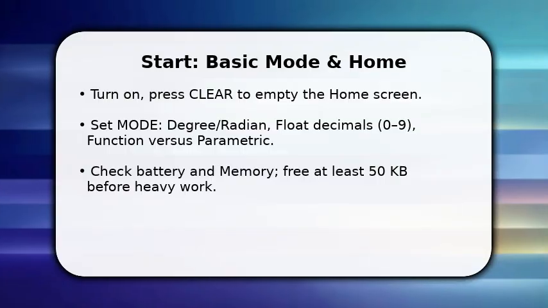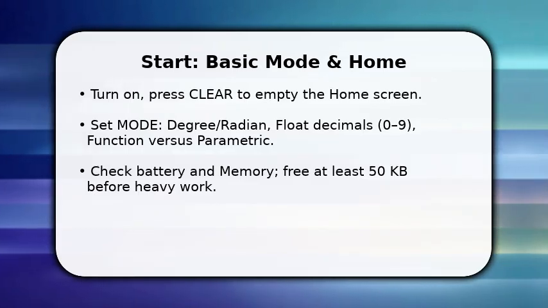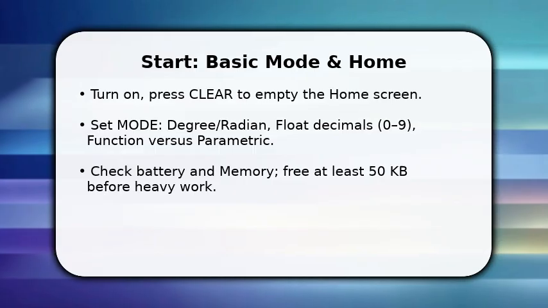You begin by configuring how the calculator will interpret inputs. This saves time and avoids wrong answers. First, press mode and choose degree or radian depending on your course. Set float to the decimal resolution you need, and select function for standard graphing. Once done, press clear to get to the home screen and verify memory by pressing second plus MEM.